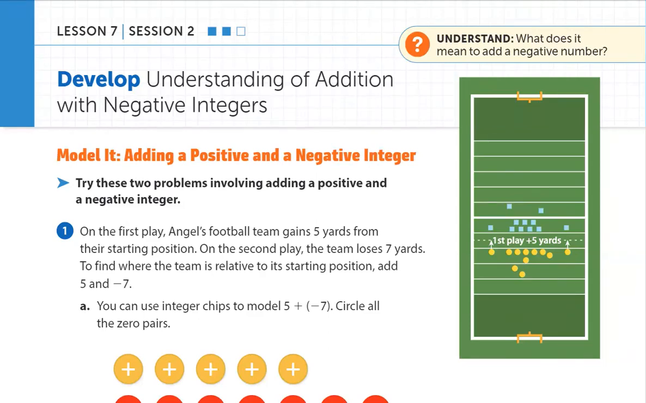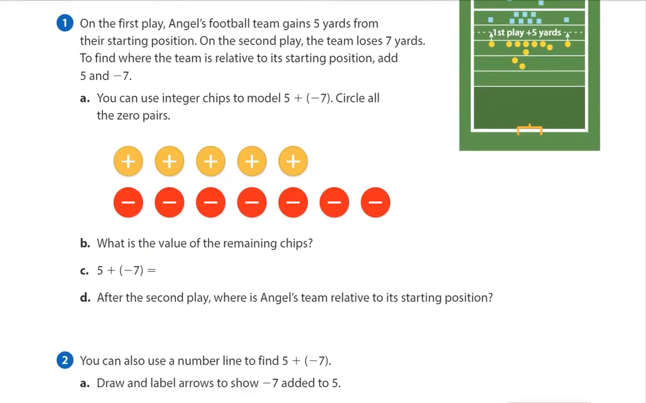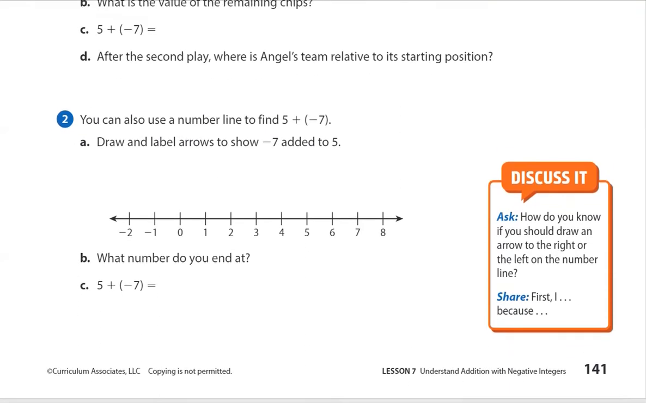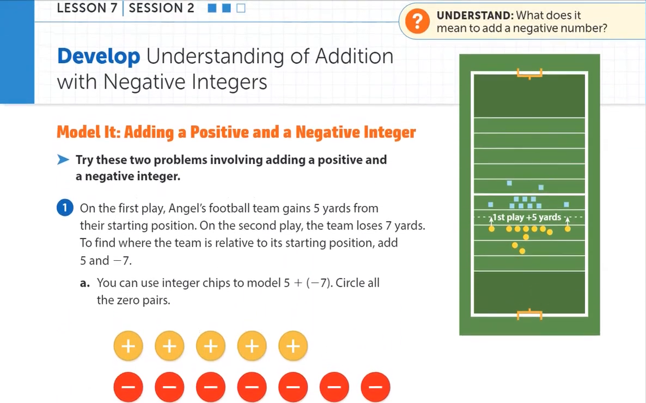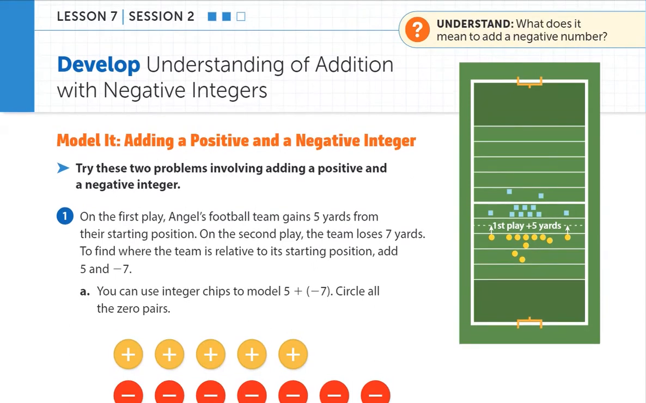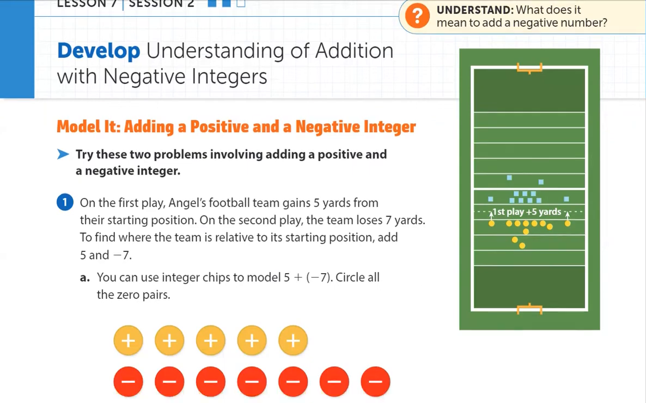Hey, 7th graders, this is Lesson 7, Session 2, which starts on page 141, and we're doing something I really enjoy today. We are doing addition with negative integers, and I like this because it reminds me of shopping.